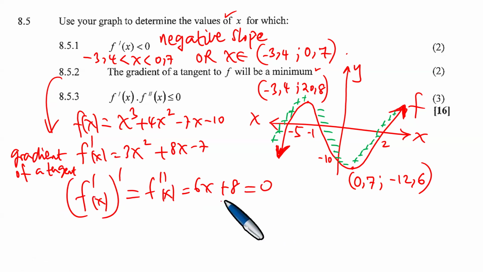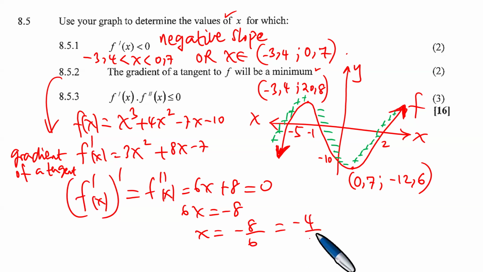So for minimum or maximum, we must equate it to 0. And now this is exactly 6x equals minus 8. We divide by 6 both left and right. And so this is minus 4/3. And this is the answer to the question. This is exactly the answer to the question.